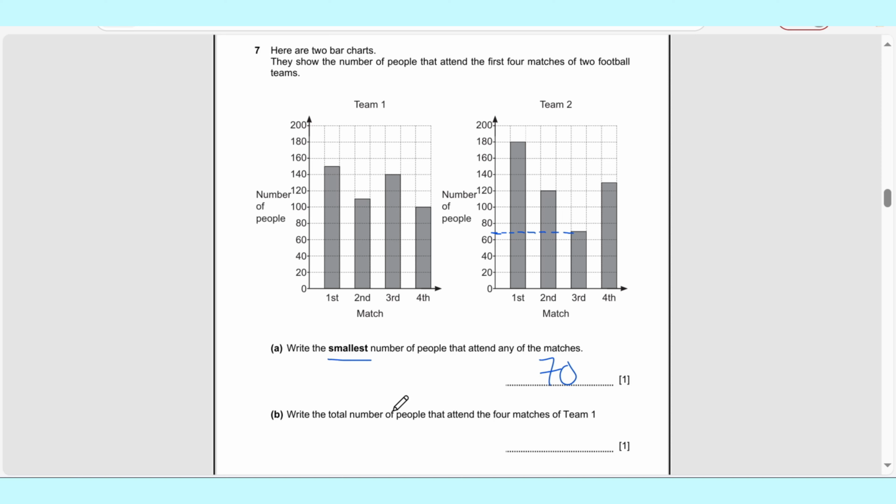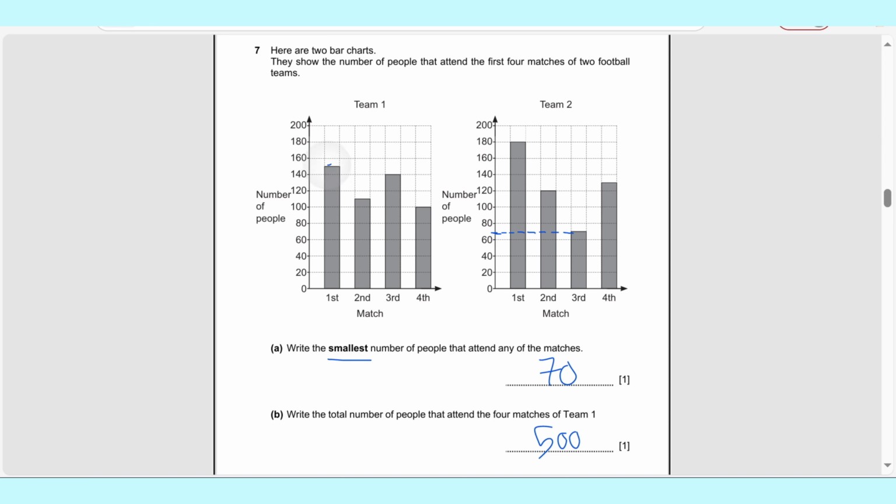Write down the total number of people that attend the 4 matches of Team 1. If you need some more time, please pause this video. So the answer is 500 for this one. How does it work?